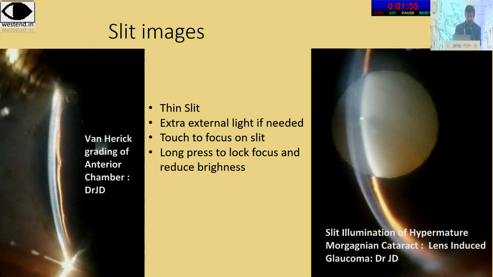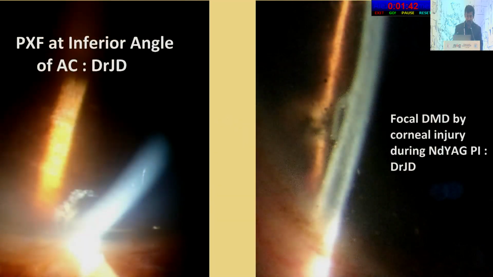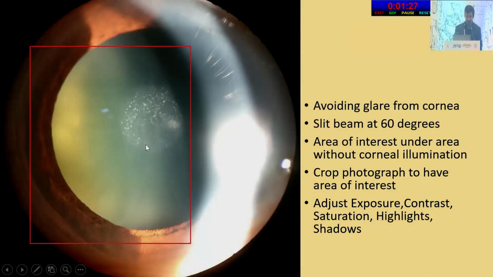So slit, long press, adjust the brightness up and down. Long press on the point of focus. So you long press exactly here, and then go up and down. So that is a Morgagnian sunken nucleus that was there. Pseudoexfoliation at the angle. Again, this is overexposed, so brightness should have been reduced. Here you see a focal Descemet detachment at the place where a laser injury happened. PI was being done, there was a laser injury. So that is another thing which is here.